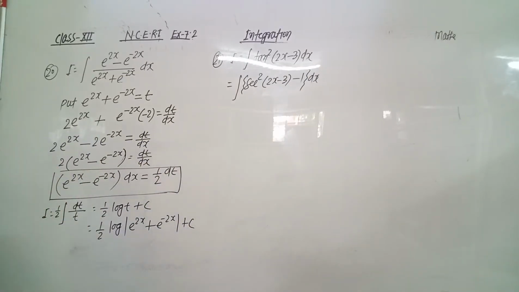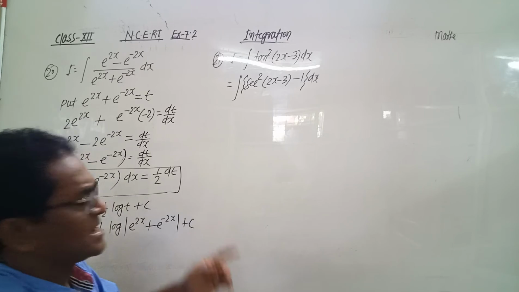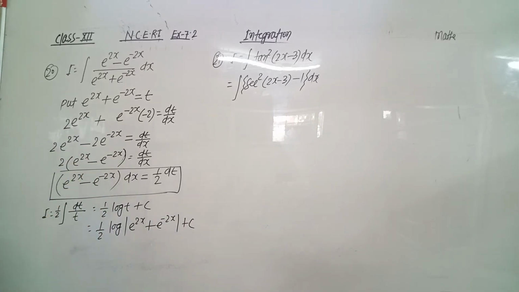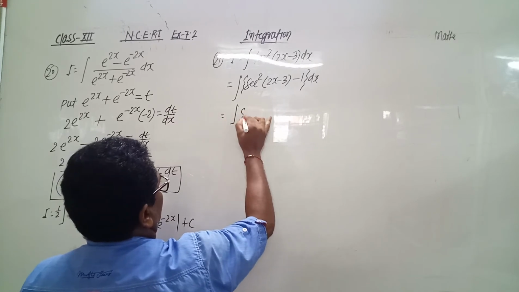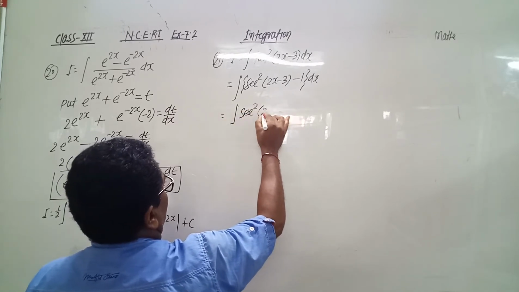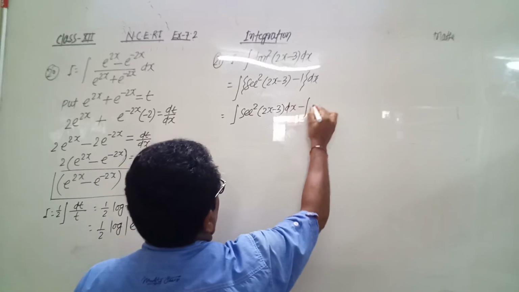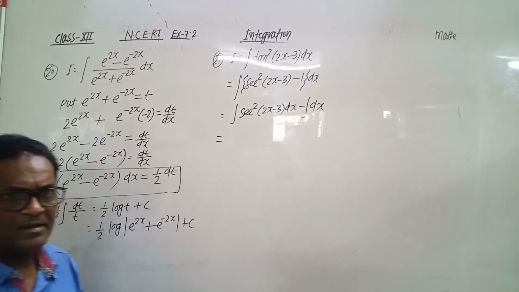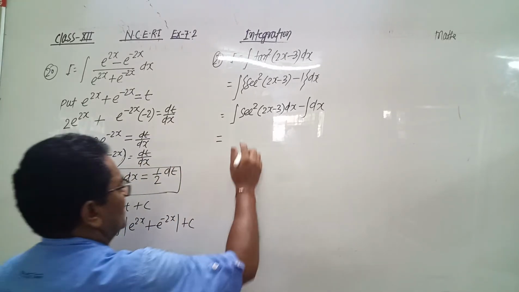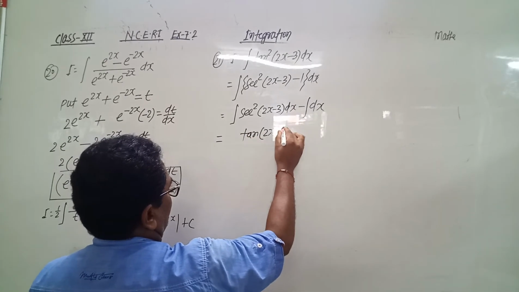Tan square theta is written as sec square theta minus 1, since sec square theta minus 1 equals tan square theta. So remove the bracket. Integration of sec square 2x minus 3 dx minus integration of dx. So integration of sec square theta is tan theta. This will be tan 2x minus 3.